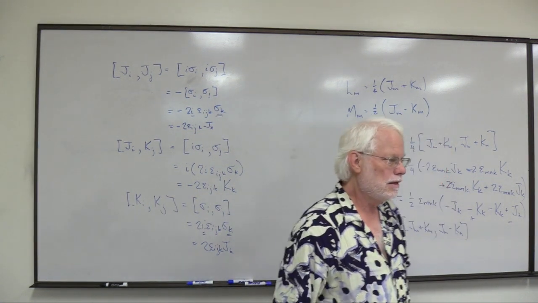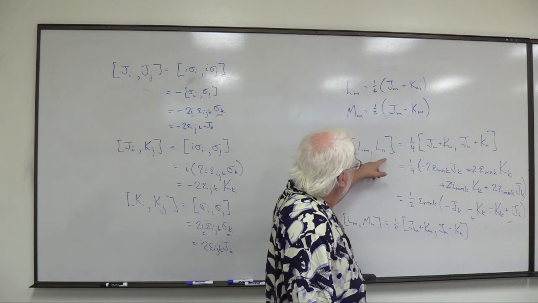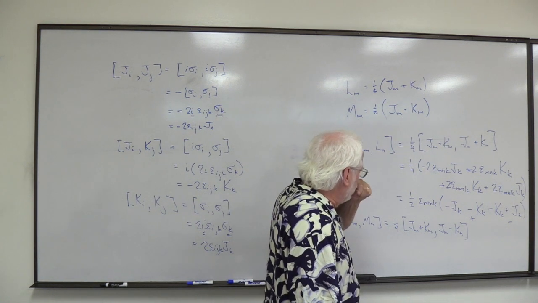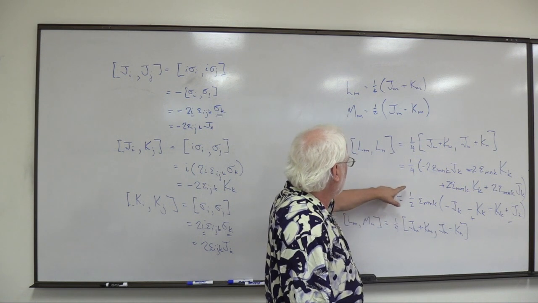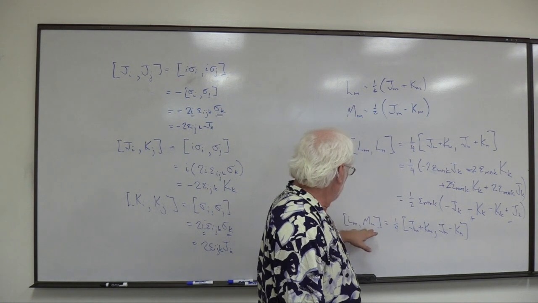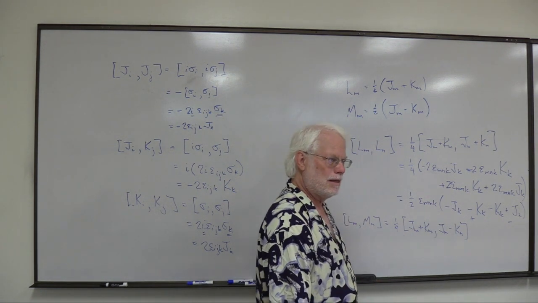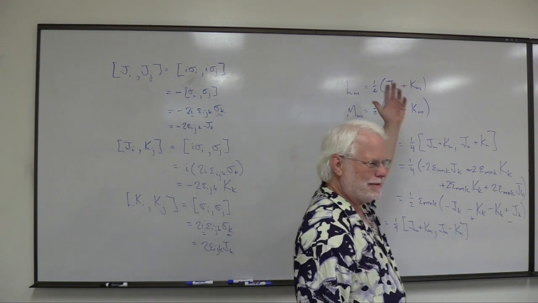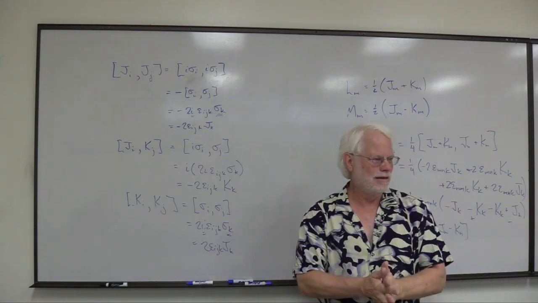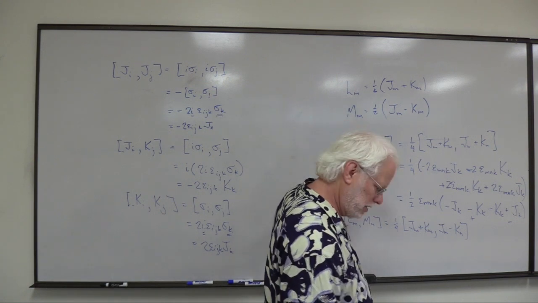So what would the answer be for the L's? What we should be getting is i epsilon L. And here we should be getting zero. And M with M should be i epsilon M. Absolutely. So I'm probably missing an i someplace. So there are subspaces. Two of them are. So the two commute. So something's wrong here.